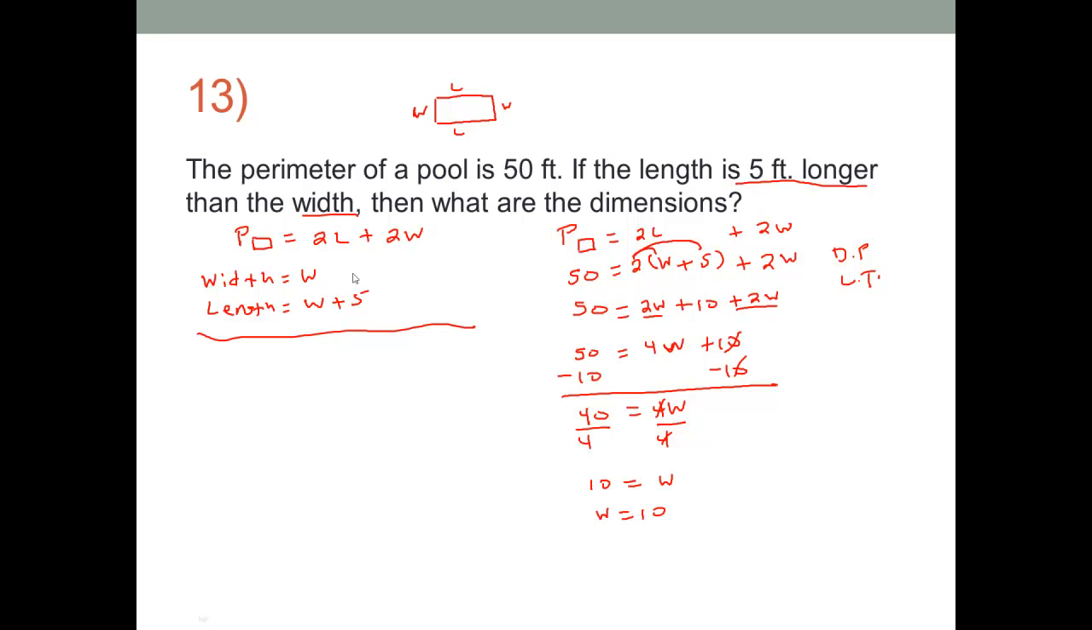So the width of my pool is 10 feet. The length we knew was 5 more than the width, so 10 plus 5 would be 15 feet. So this is what our pool would look like so far as the dimensions of it. And if we added all of those sides up, that would give us 50 feet.